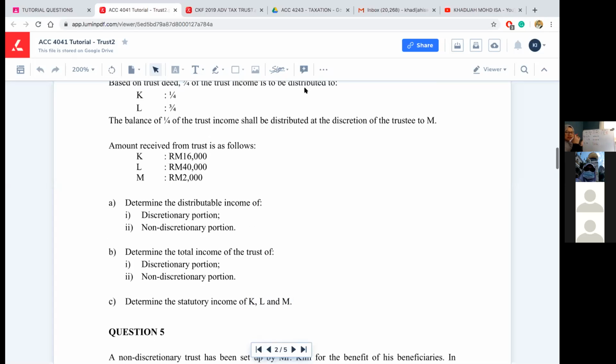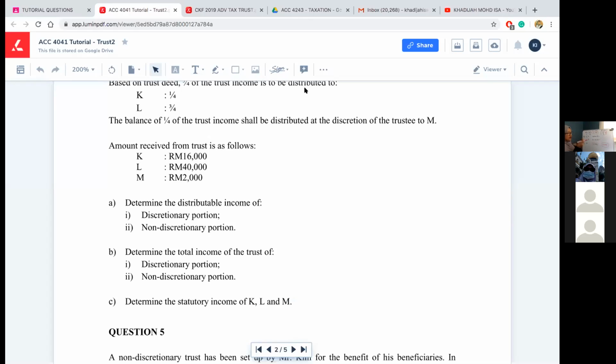But when it comes to the statutory income of KLM, you have to compare. That would be KL because it's non-discretionary, so it would be based on the amount of the total income. But when it comes to M, because M is non-discretionary, you also have to look into how much he actually received. He actually received 2,000 only. Yeah, because then you compare the amount received with the total income, then it will be the lower of.